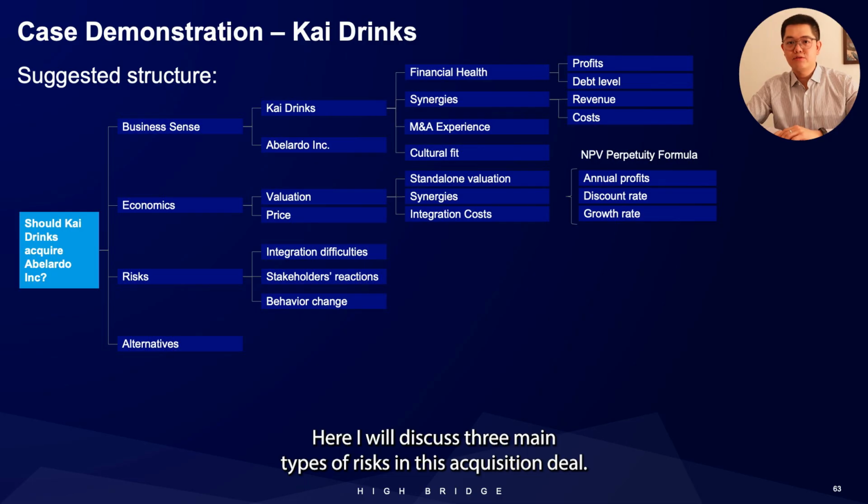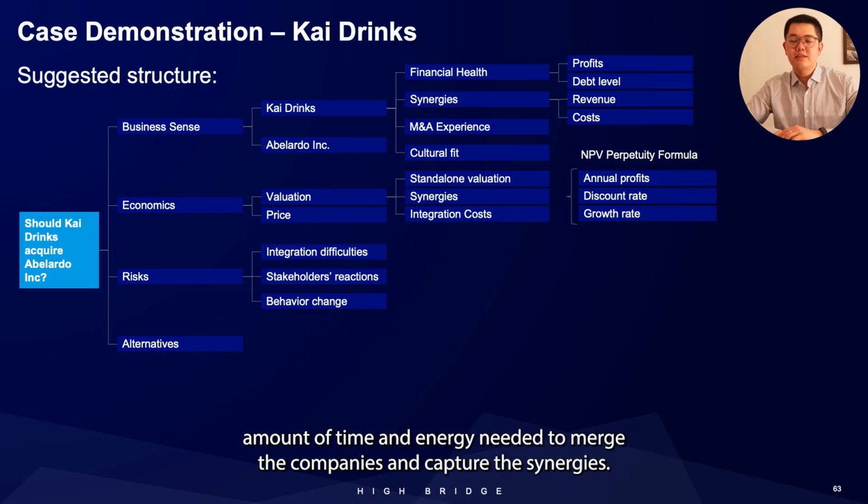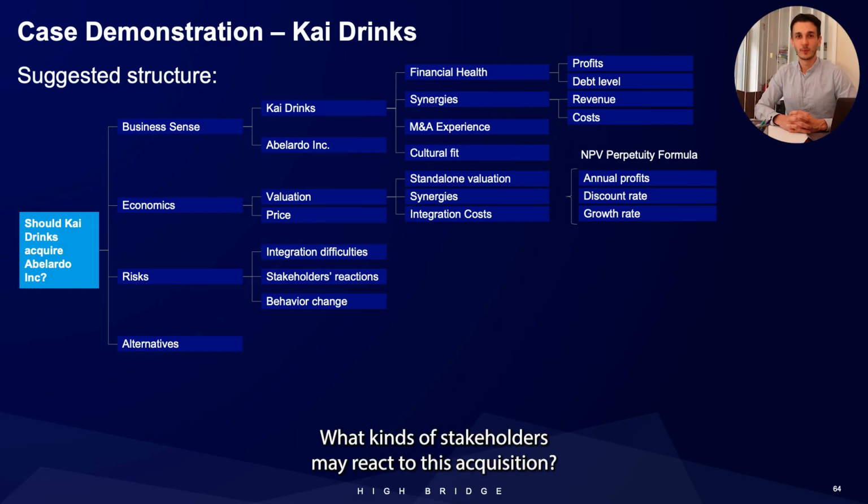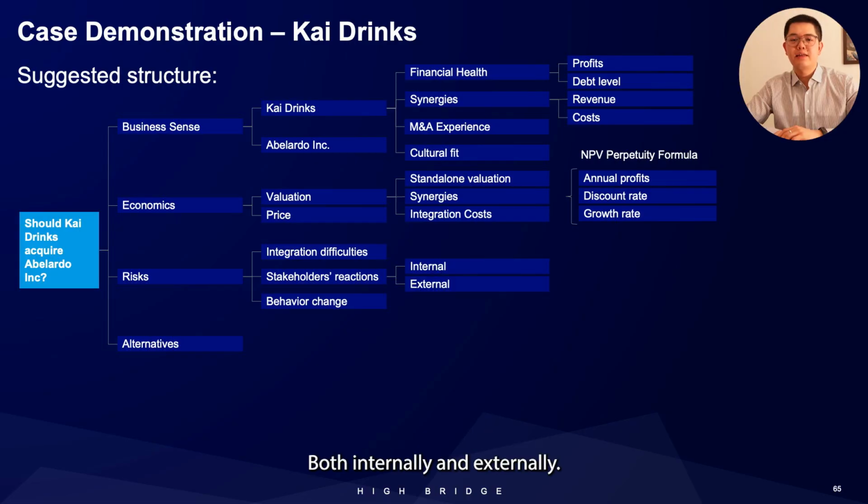Here, I will discuss 3 main types of risks in this acquisition deal. First, we may encounter integration difficulties, such as an unexpected amount of time and energy needed to merge the companies and capture the synergies. Another type of risk is the reactions from various stakeholders. What kinds of stakeholders may react to this acquisition? Both internally and externally.